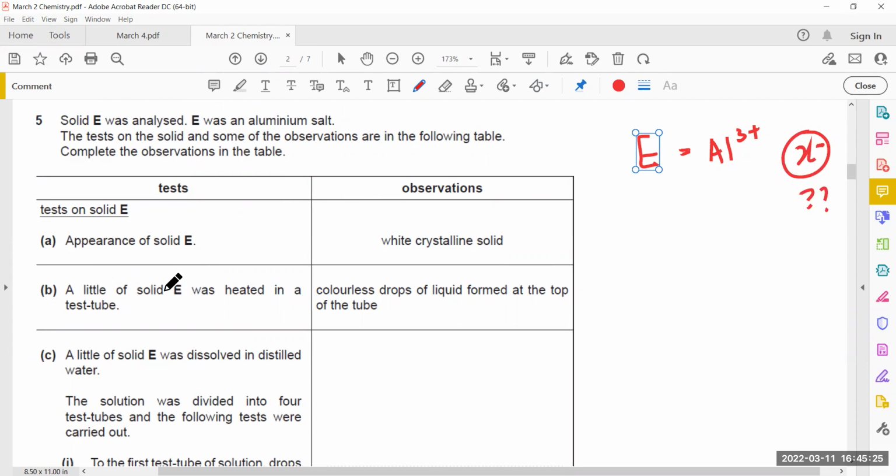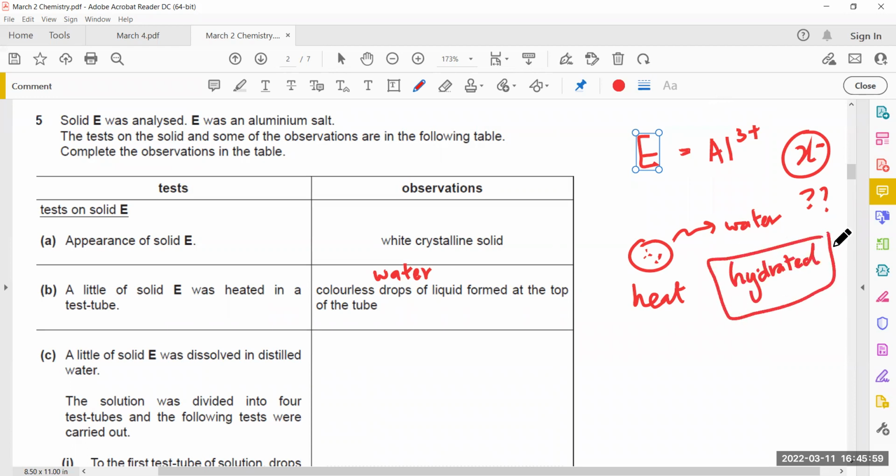So a little of solid E was heated in a test tube. Colorless drops of liquid. Okay, colorless drops of liquid is water. If you heat up a solid, and water comes out, what is the name of the solid that has water inside? What is the phrase? Solution? No. Solution is if it's an aqueous solution. It has water inside a solid. What is it called? Hydrated. Hydrated, yes. If the solid has water inside, it's called hydrated.